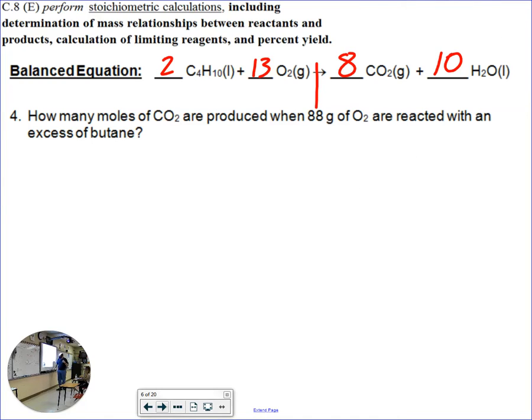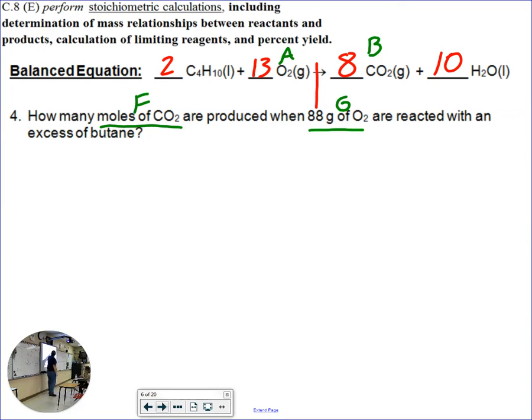So now let's see what the problem is asking. What quantity do they give me here? 88 grams of O2. So that's my given. So I'm going to be starting with O2, this one right here. There's my point A. Reacted, okay, how many moles of CO2? So that's what they want me to find. So CO2 is right here. That's going to be my point B.